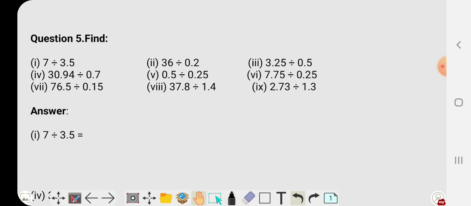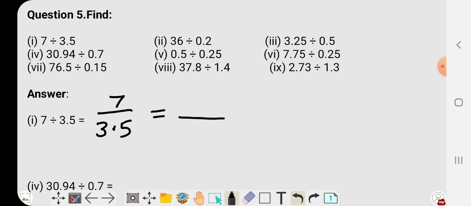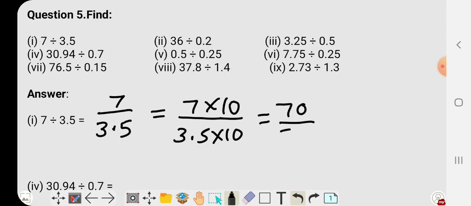Question number 5 is divide. Here we have to divide two decimal numbers, and in the first you can see there is only one decimal number. Let's see how to do. 7 upon 3.5. Now we have to remove the decimal, so we will multiply with 10 in numerator as well as denominator. It will become 7 into 10, and 3.5 into 10. Now 70 upon 35, and we know 35 twos are 70, so the answer is 2.